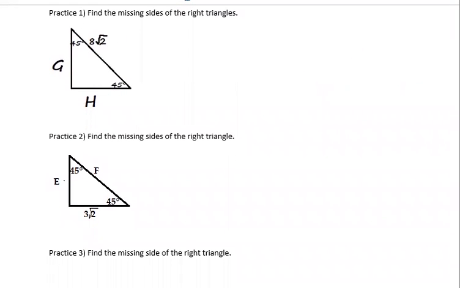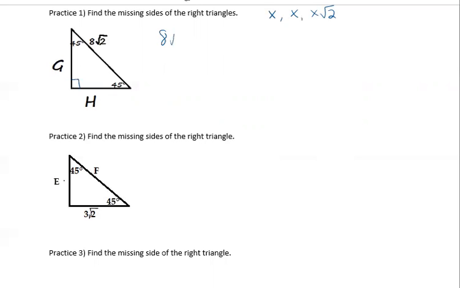Find the missing sides of the right triangle. So they said it's a right triangle. This one is 8 square roots of 2. What are G and H? We can think of it as x, and x square roots of 2. So this one will be the hypotenuse.